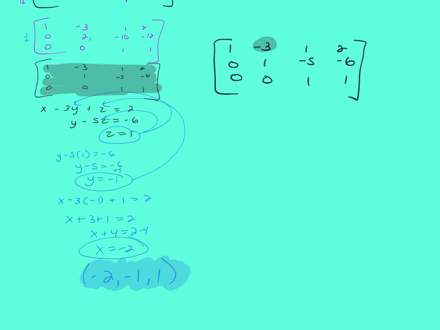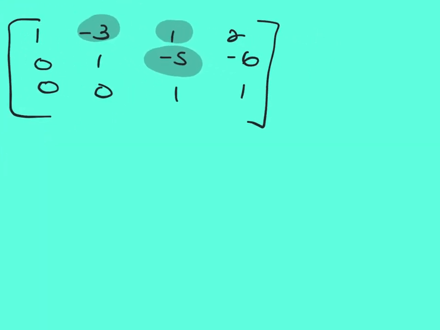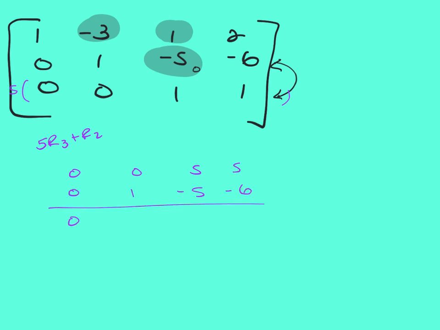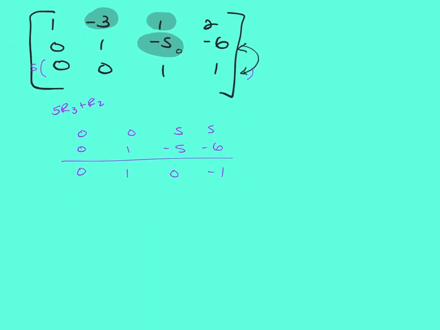Now I need 3 more zeros. To get the negative 5 to be a 0, I have to use row 2 and row 3. If I pair it with row 1, I lose the 0 at the front. Why do you have to do it again when you already have the answer? Because you're doing the other method. You're going to get the same answer twice for 2 questions. So I can multiply, sorry, go ahead, Brian. You can multiply the third one by 5. Good. 5 row 3 plus row 2. 0, 0, 5, 5, 0, 1, negative 5, negative 6. 0, 1, 0, negative 1.